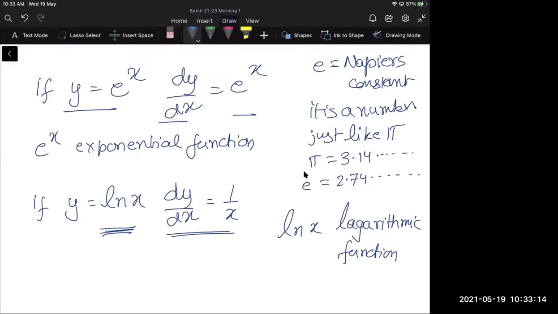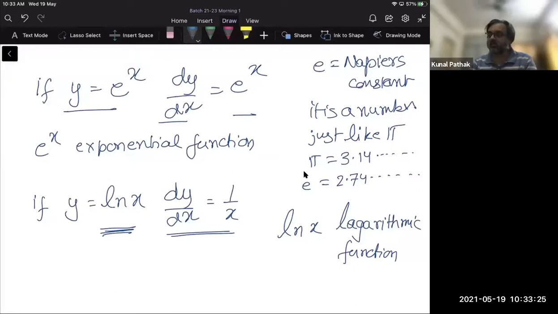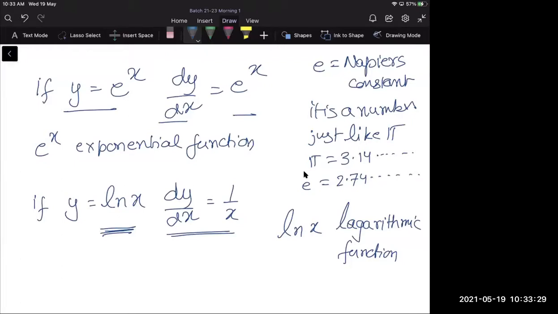Yes, sir. Could you show that table once? Huh? Jo humne A wala table banaya tha, ax plus b wala. Haan, sara bhej raha hoon na, group pe daal raha hoon. Okay. Within 5 minutes, I'll put this on the screen.